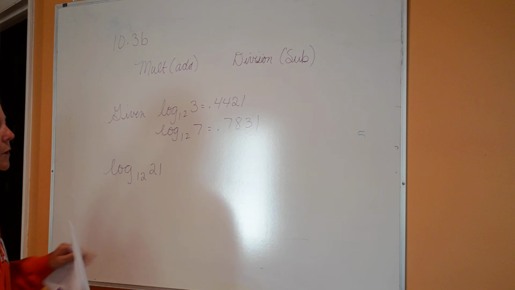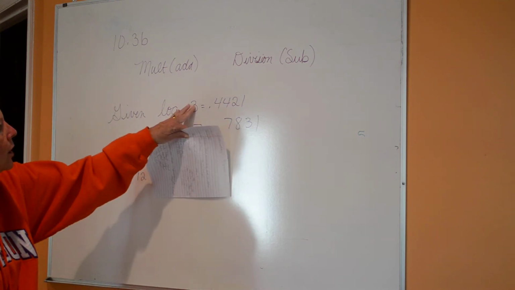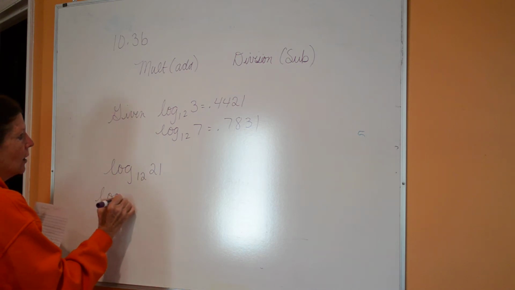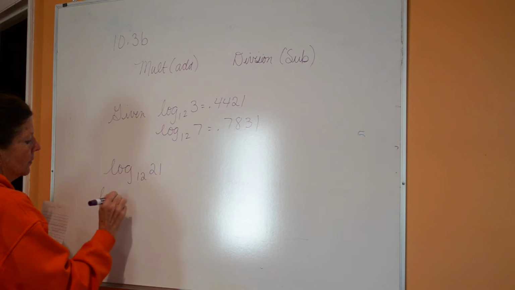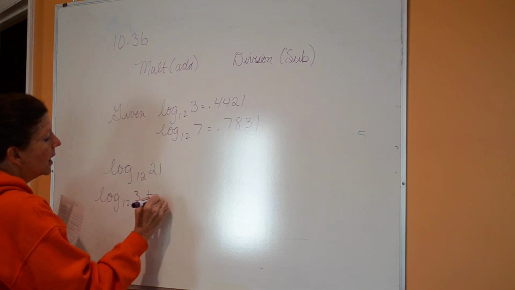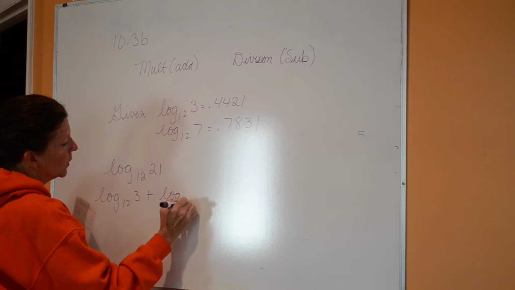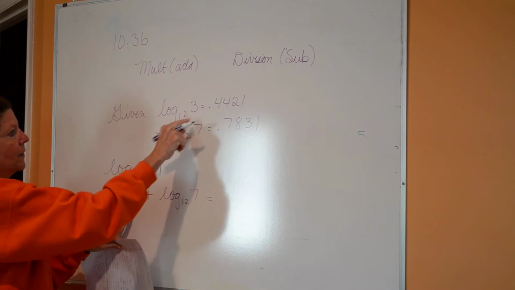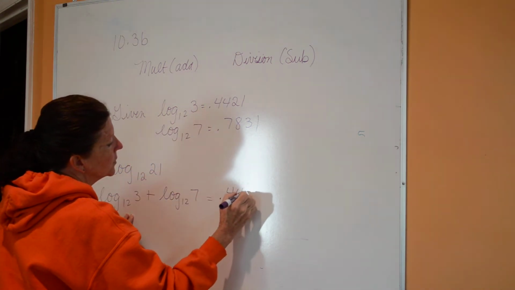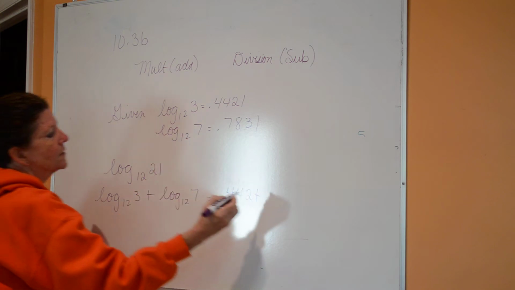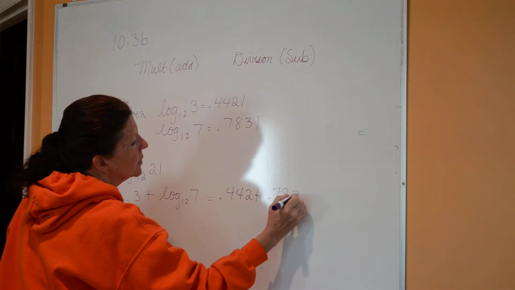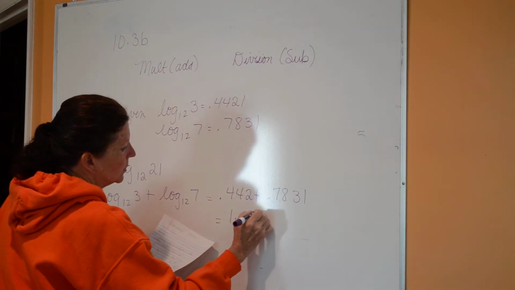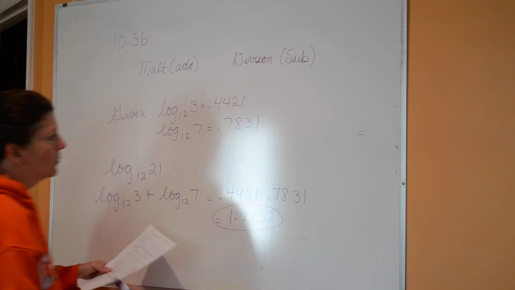Well, you're looking for what you can multiply together to get 21, and you know 3 and 7 is equal to 21. So this can be written as the log of base 12 of 3 plus the log of base 12 of 7, because 7 times 3 equals 21. Well, the log of base 12 of 3 is 0.4421. The log of base 12 of 7 is 0.7831. So when I add those two things together, I get 1.2252, and that would be my answer for that.